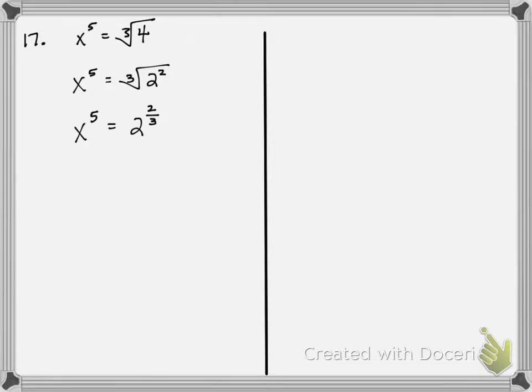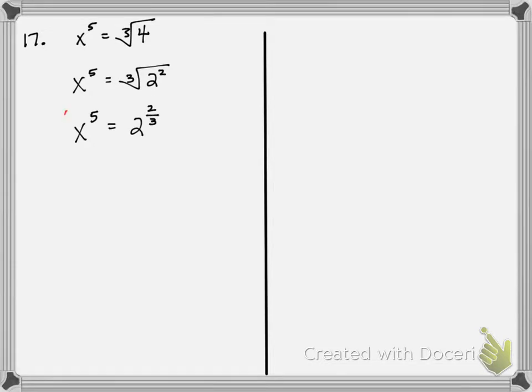Number 17 is another same type of question. Solve for x. I have x to the 5th equals the cube root of 4. Again, I can simplify 4 to be 2 squared. And this is in radical form, so I'm actually going to write that into exponential form. So I get x to the 5th equals 2 to the power of 2 divided by the root of 3.